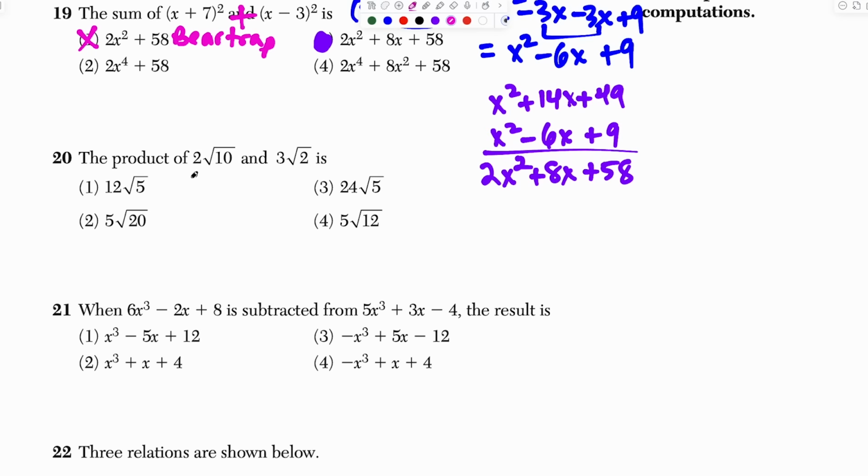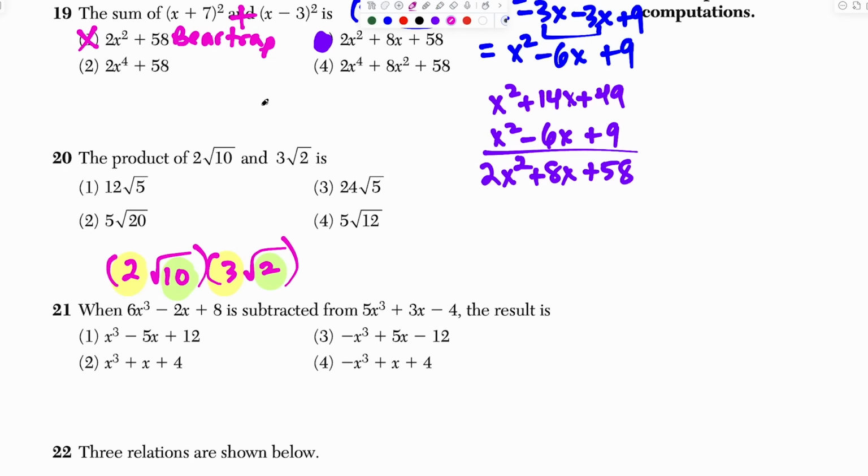Question 20, the product of 2 square root 10 and 3 square root 2 is, and we have these 4 options to choose from. So when we're doing something like this, we just have to be very careful. When we do 2 square root 10 times 3 radical 2, because product means multiply, we have to make sure that we're multiplying the pieces that could actually be multiplied together. So we could only multiply this 2 with this 3, and we could only multiply this 10 under this square root with the 2 under this square root.